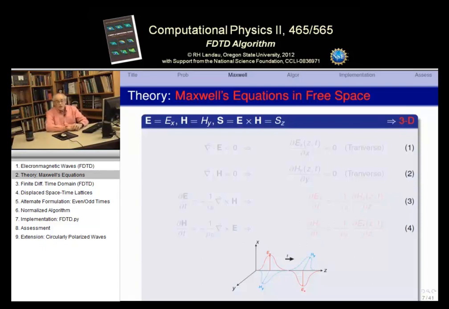Okay. So what's the theory? The theory of electromagnetic waves is Maxwell's equations. Fortunately, we're in free space. We have no currents. We have no charges. So we have a simple problem.